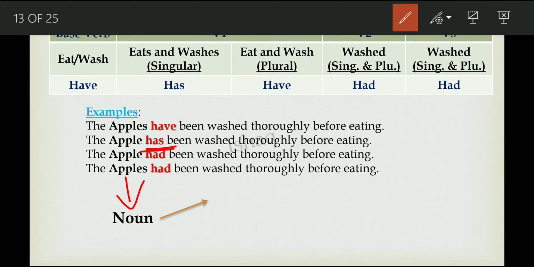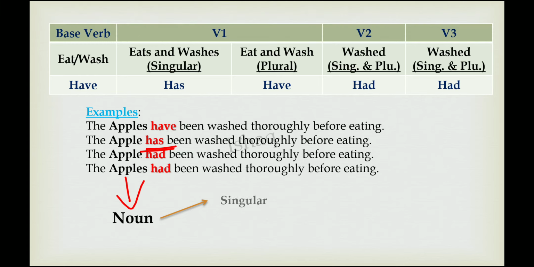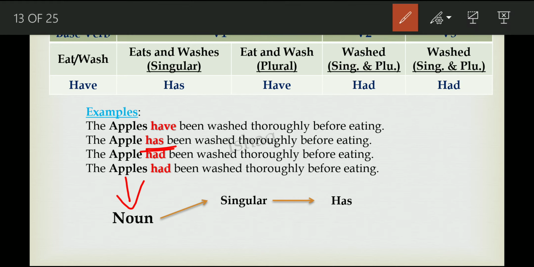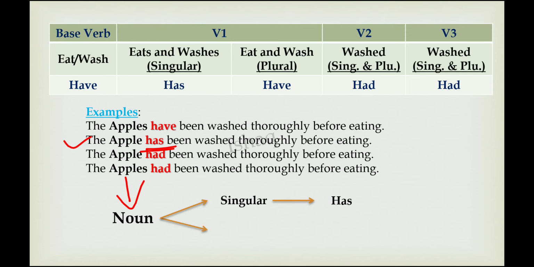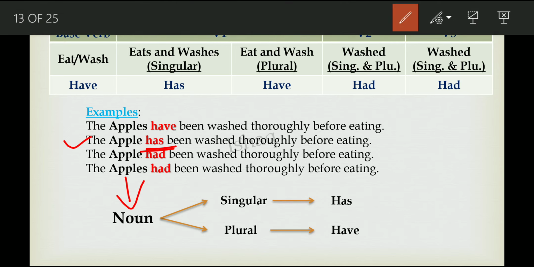Apples, apple. The same thing, why I have used it, is to not create complexity. So apple is a noun. If a noun is singular, then we use has. If you observe, in the second example the noun is singular, so we have used has: has been washed thoroughly before eating. You understand, right? If the noun is plural, we use have.